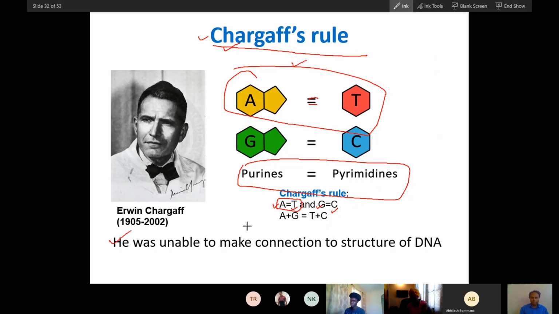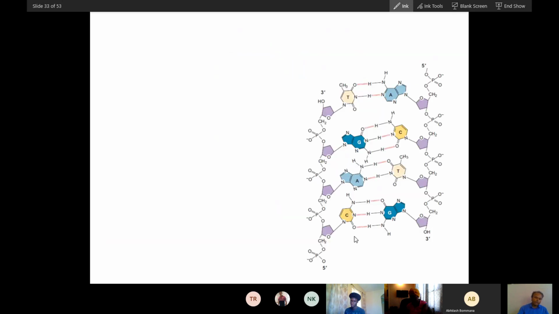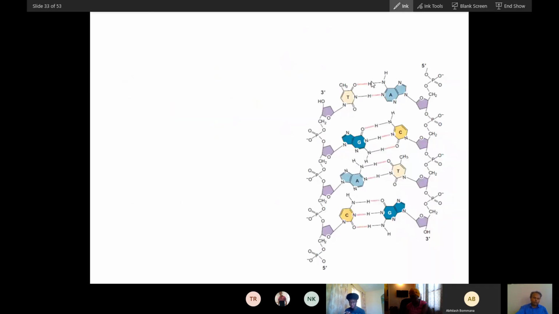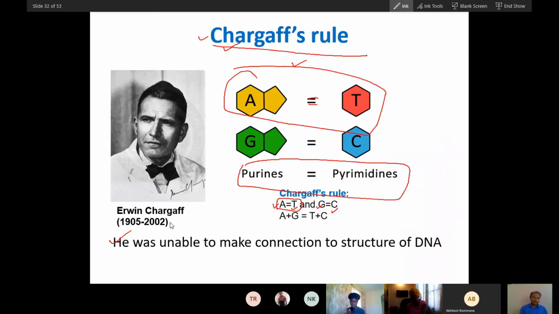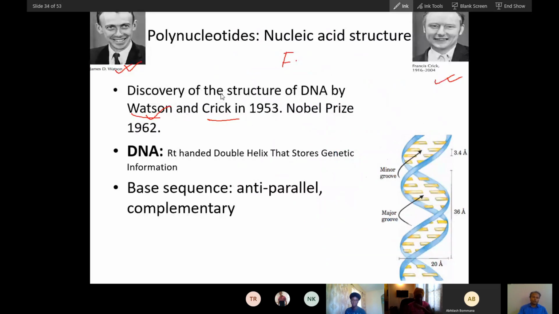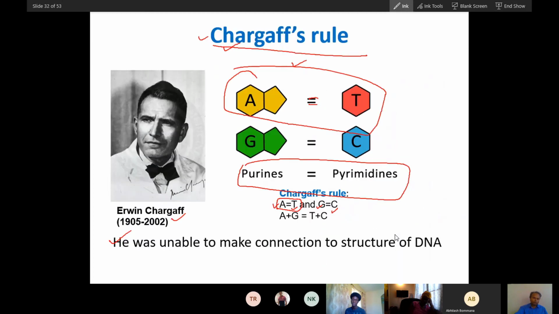But he was unable to make the connection. And when these two persons got the Nobel Prize, Chargaff actually opposed it. He thought that he should also share the Nobel Prize with them, but he was not included. So remember, this whole finding, the double stranded helical model, was based on the Chargaff principle.